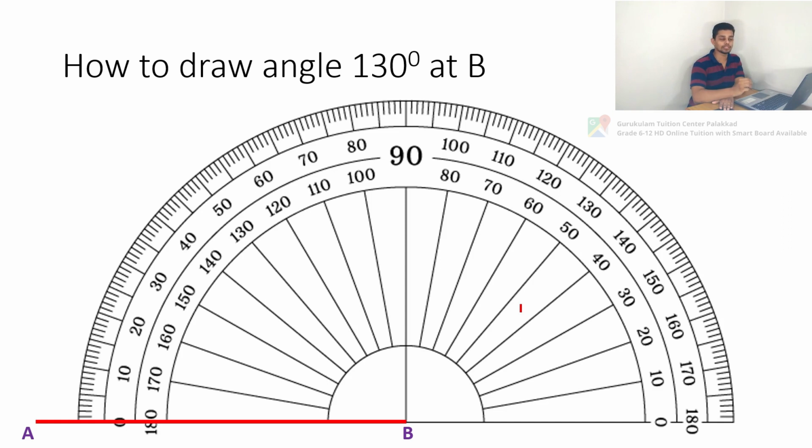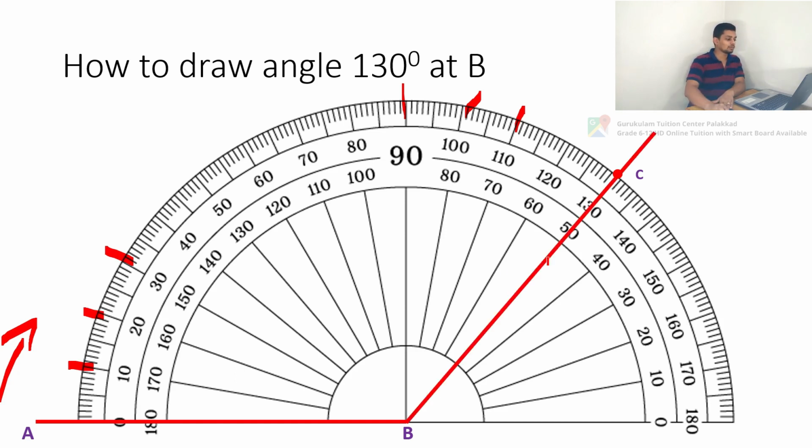Now we have to measure. When we analyze here, line segment AB is lying to the left hand side of the origin of the protractor. So we have to measure from here onwards. This is 10, 20, 30, and so on, 90, 100, 110. Finally, this is 130 here. See, this point is 130 here. So we connect the points C and B. So we get a line, and here we get 130 degrees. This is how we mark an angle for construction purposes.